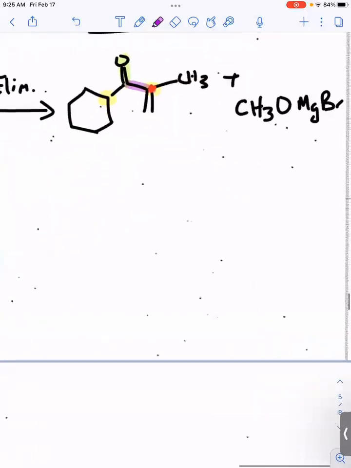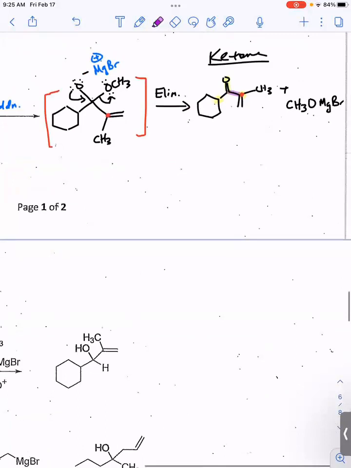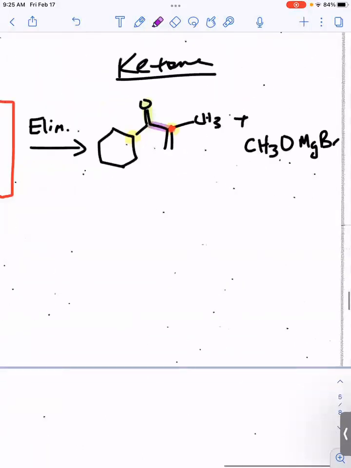Now let's say if I took this reaction and I added another mole. So I've gone to lunch, I come back, I have this in solution. What if I add another mole of that Grignard?